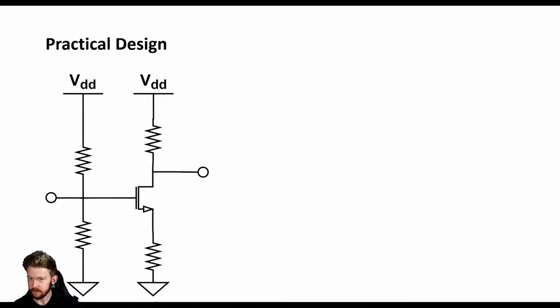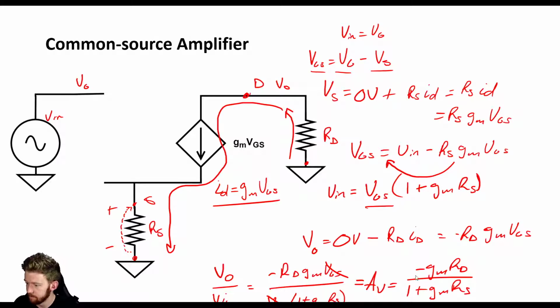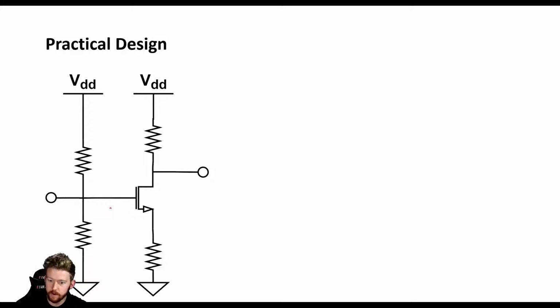Now, let's move on to the next slide, and we're going to start talking about a practical design. I want to go back real quick, though, and just mention that if we take a look at this AV here, we have a negative value. So we have this negative value. And if you think about it, that actually makes quite a bit of sense, because let's say that we have an increasing voltage on our input. That's going to cause an increasing current to flow.